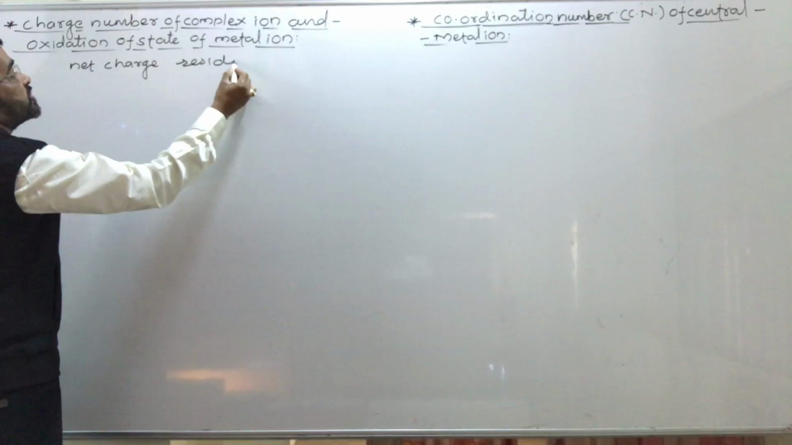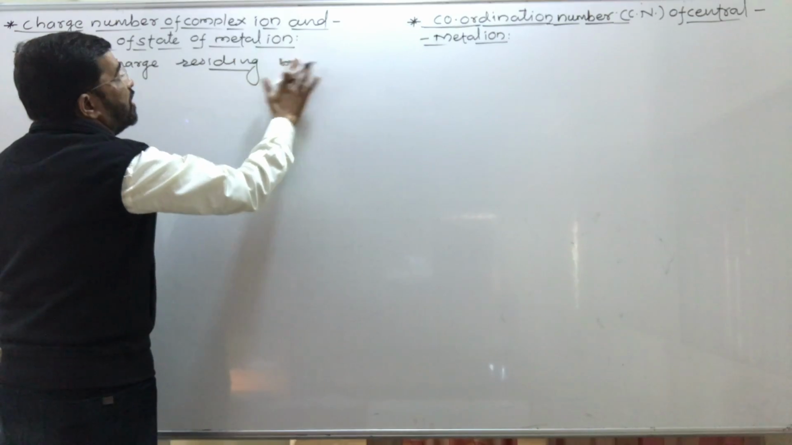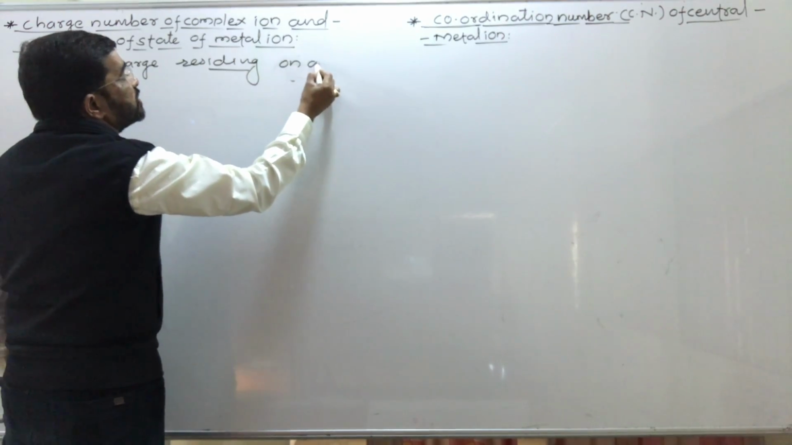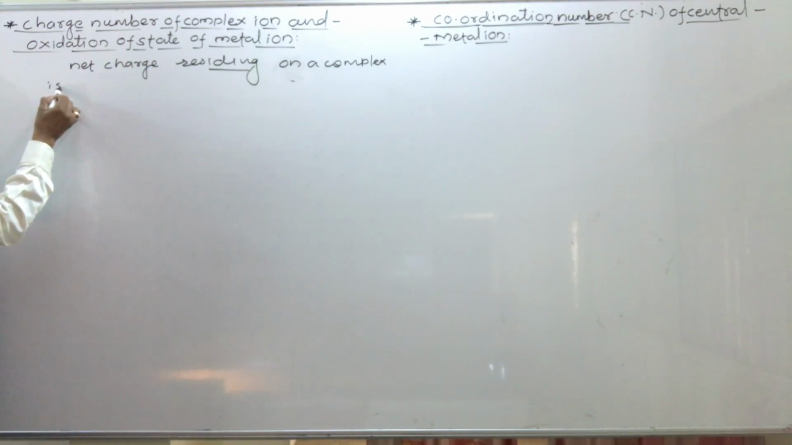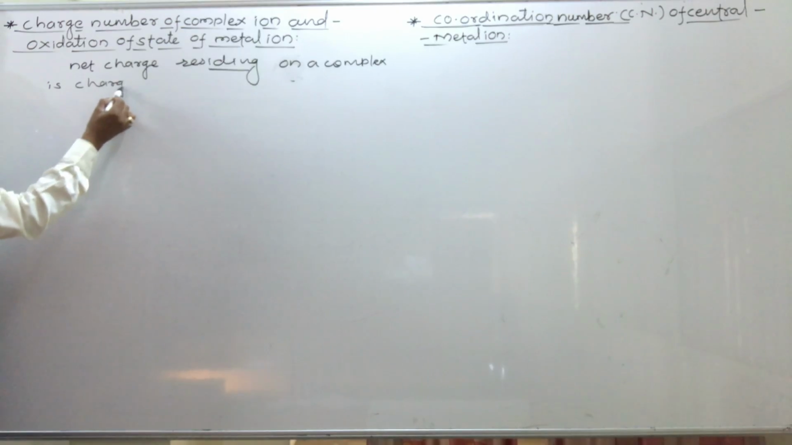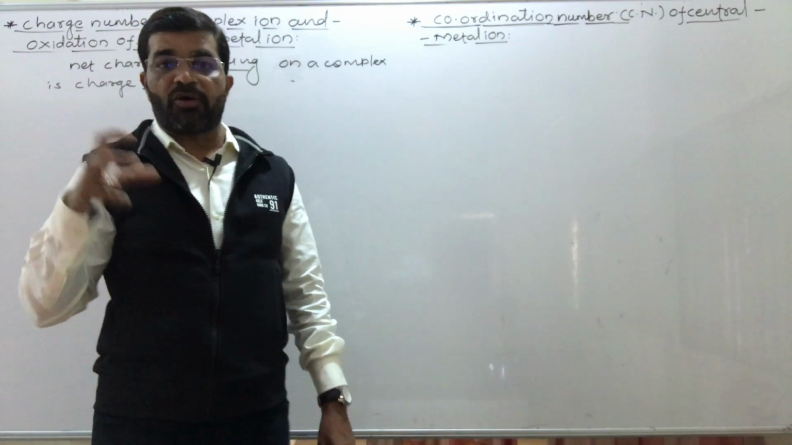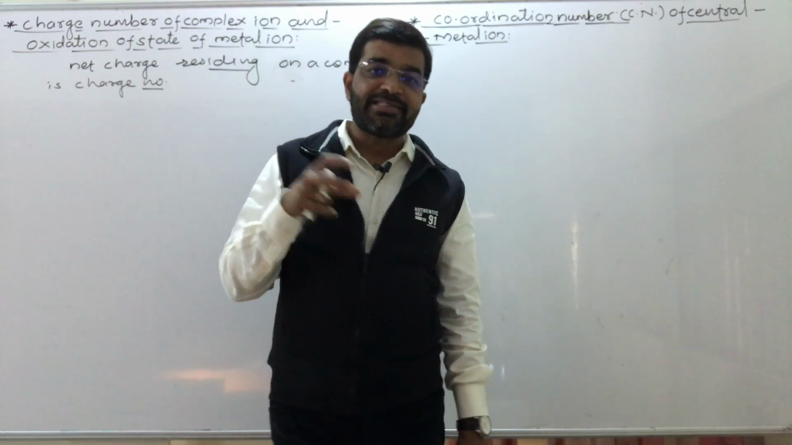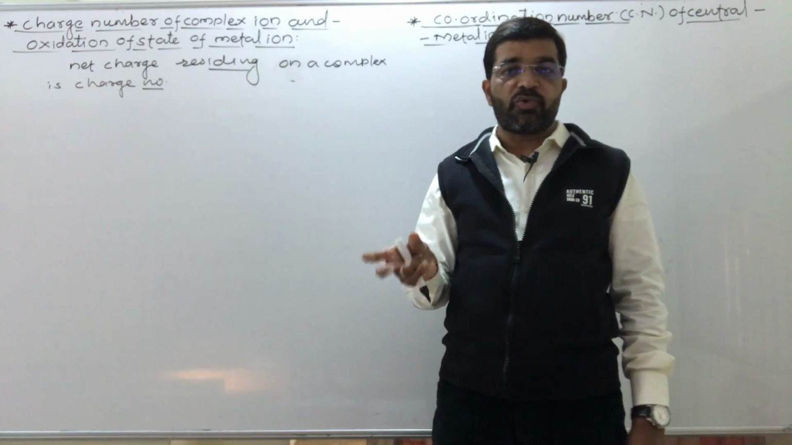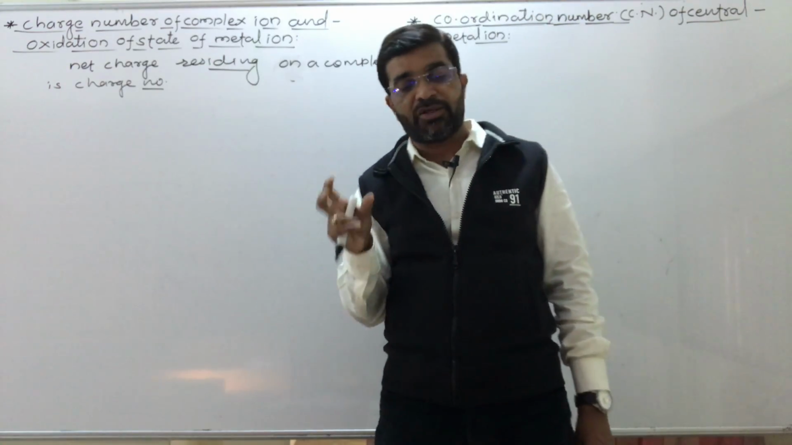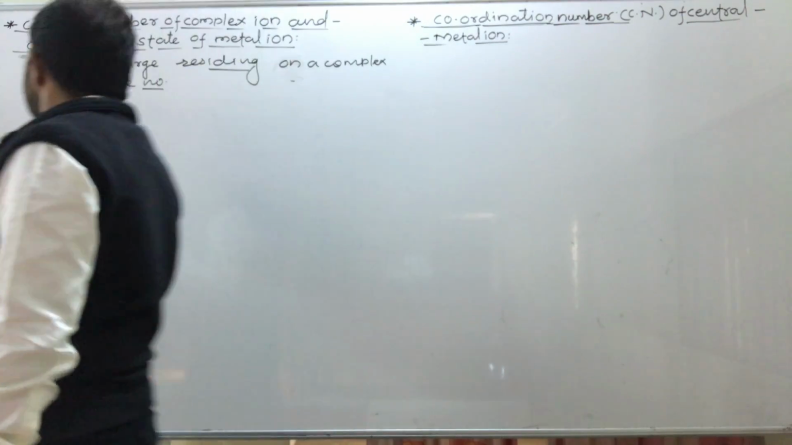residing or occurring on a complex. That is the charge number. So what is the net charge present on that complex? That is called the charge number. What is the charge acquired by that complex? The overall, net charge acquired by that complex is called the charge number.